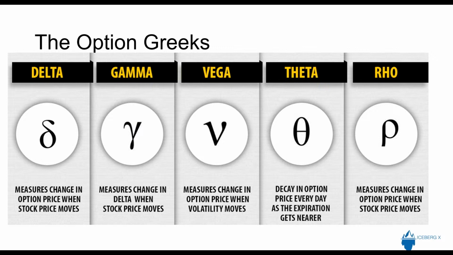Gamma is basically a second derivative. If you understand calculus, it's just a second derivative measurement of delta. Vega is about volatility, the per unit change in option price against the volatility. Theta is more to do with the time factor, and rho is more of the interest rate element.